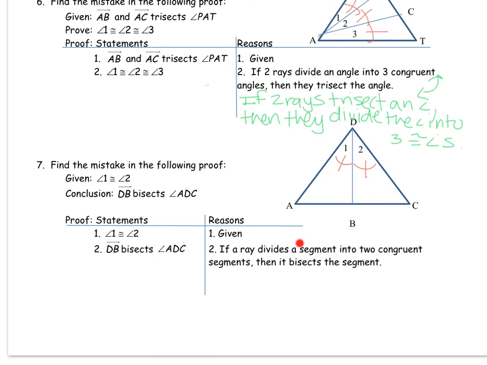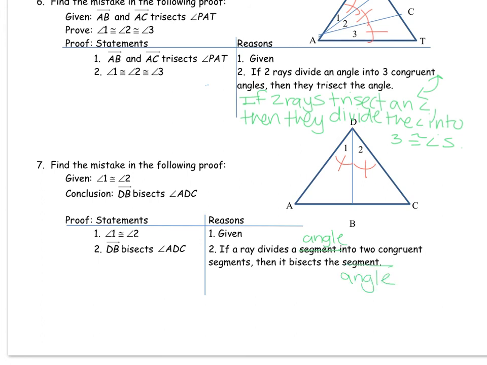But look more closely at this problem. Look at what word they're saying in their reasons. Are we talking about segments in this problem? Or are we talking about angles in this problem? Go back to your given information. In this problem, we're talking about angles. In the reason, they're talking about segments. So this is just a little fix. If a ray divides an angle into 2 congruent angles, then it bisects the angle.